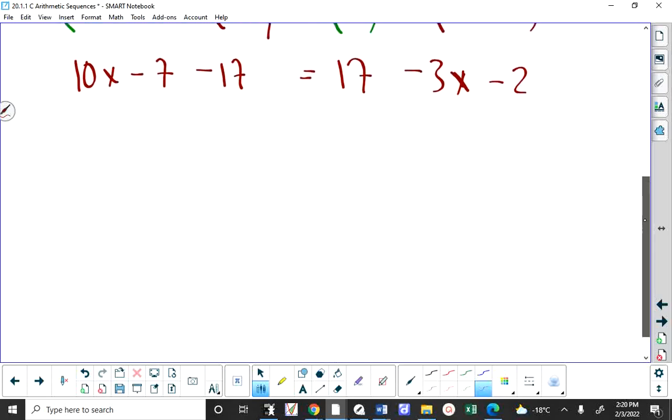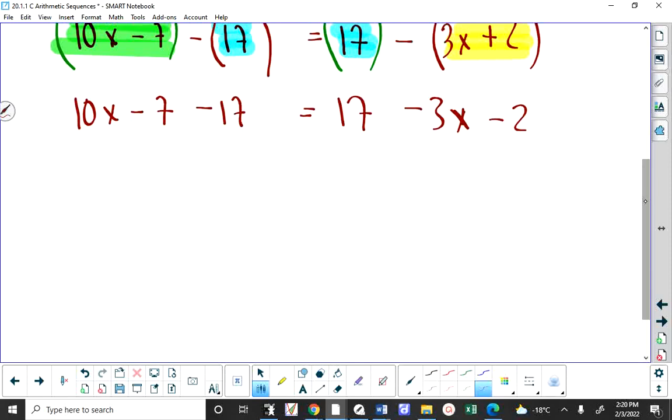It's what we call a linear equation because it's just x's and numbers. We can simplify this to 10x minus 24 because negative 17 and negative 7 are like terms. Here we have a negative 3x, and then 17 minus 2 is 15.